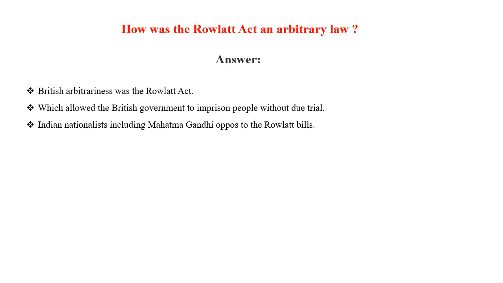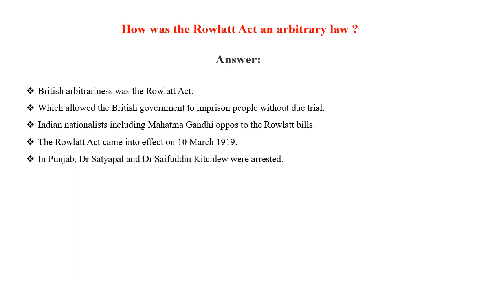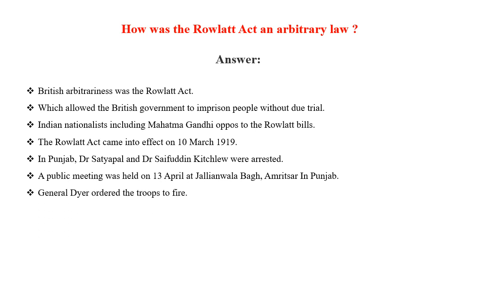Indian nationalists, including Mahatma Gandhi, opposed the Rowlatt Bill. The Rowlatt Act came into effect on 10 March 1919. In Punjab, Dr. Satyapal and Dr. Saifuddin Kitchlew were arrested. A public meeting was held on 13 April at Jallianwala Bagh, Amritsar in Punjab.